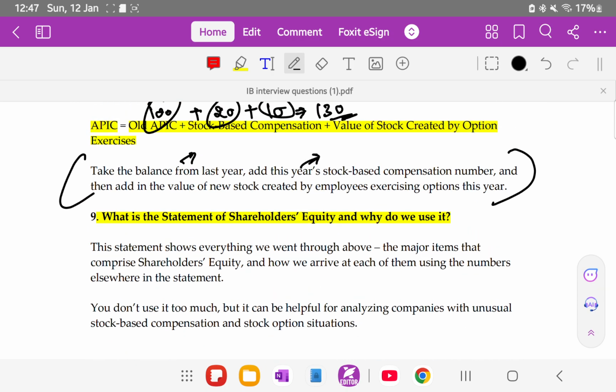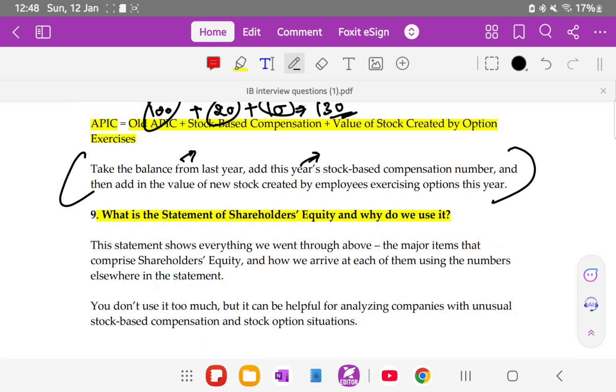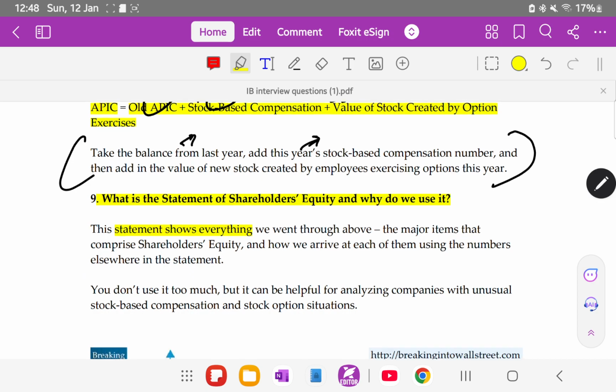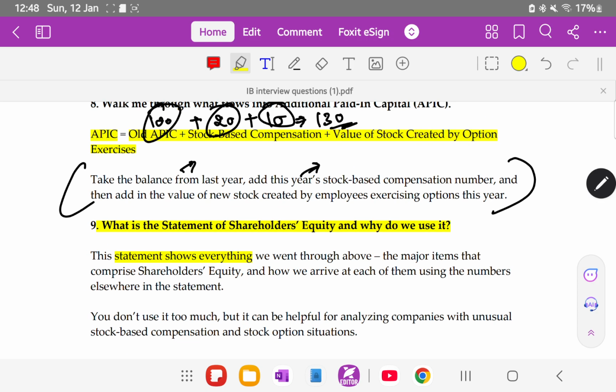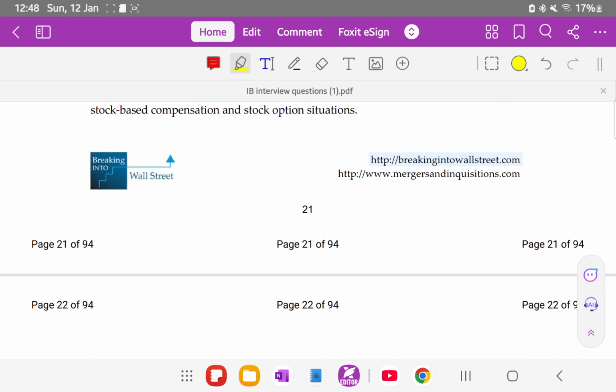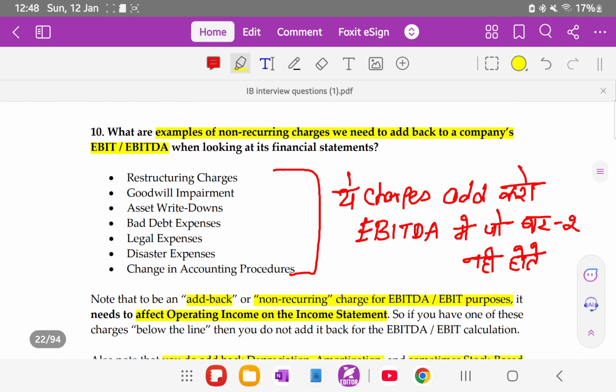So what is the statement of shareholders equity, and why do we use it? The statement shows everything in numbers: the major items that comprise shareholders equity, and how we arrive at each number using numbers elsewhere in the statements. You don't use it too much, but it is helpful for analyzing companies with unusual stock based compensation and stock option situations.